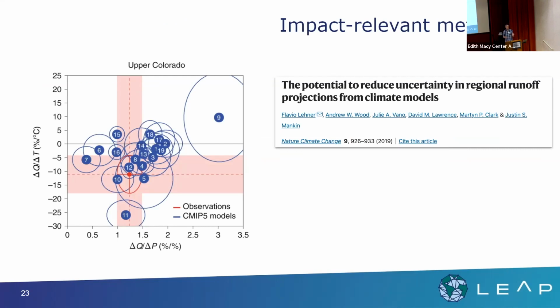And so we can observe, using interannual variability, how does the Colorado River respond to a 1 degree increase in temperature, a 1 degree decrease in temperature? How does it respond to a 10% increase in precipitation or 10% decrease in precipitation? And then you say that's what we want the models to reproduce. How do the models do at that?